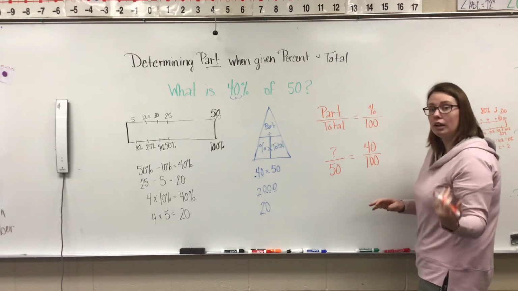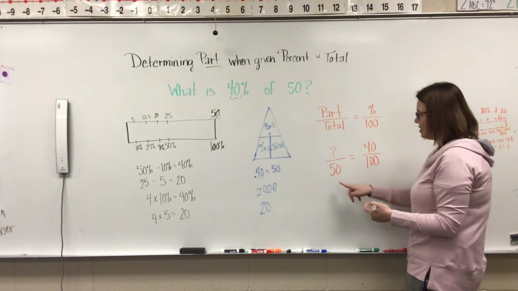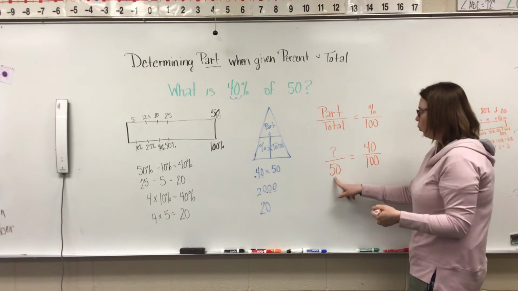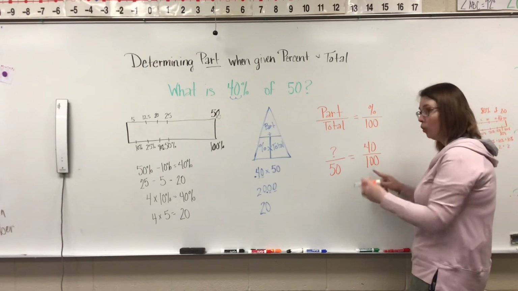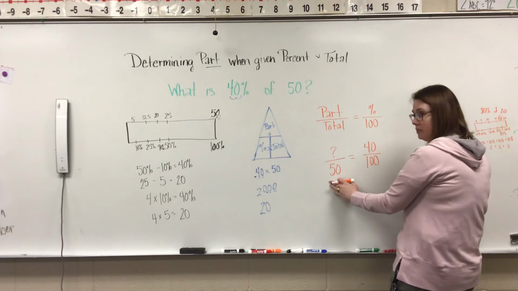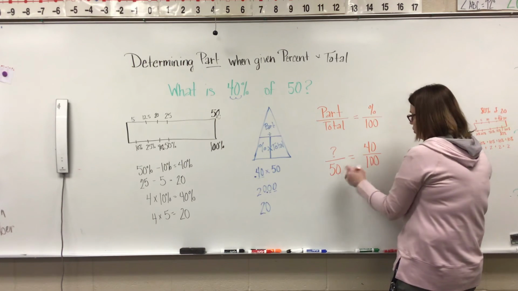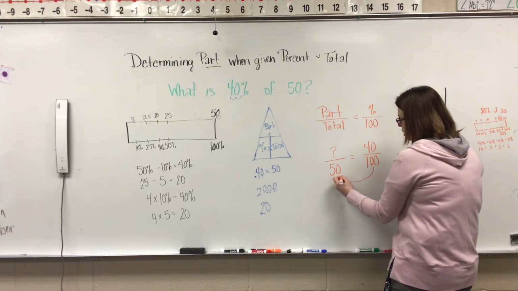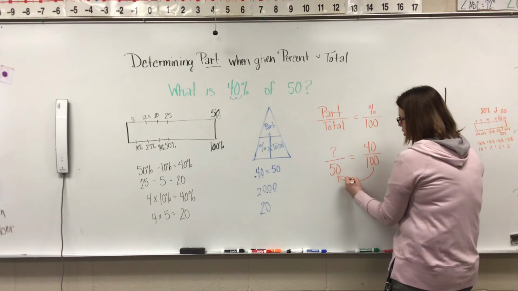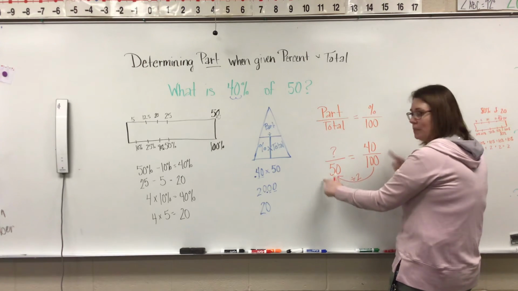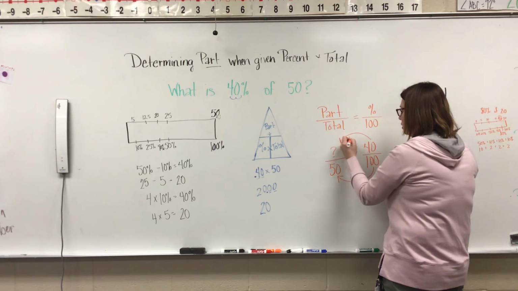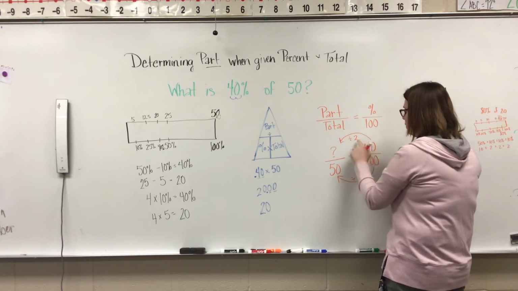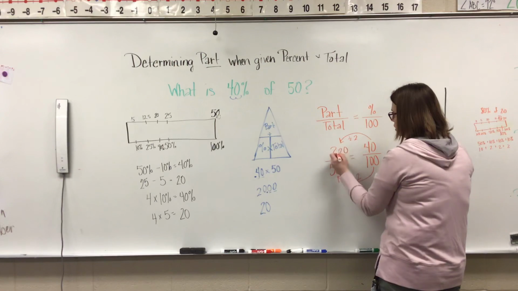So it's going to work out nicely for this problem because I can look at 50 and say, what do I do to 50 to make it 100? Or what do I do to 100 to make it 50? So if I'm going from 100 to 50, I divide by 2. Whatever I do on the bottom, I have to do on the top to keep it balanced. So 40 divided by 2 is 20.